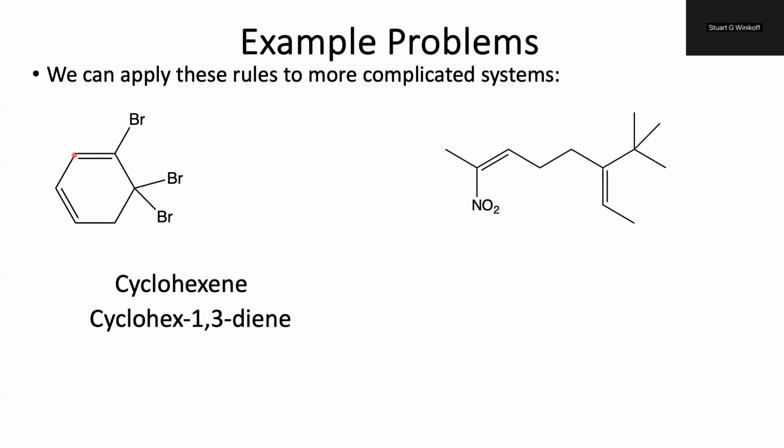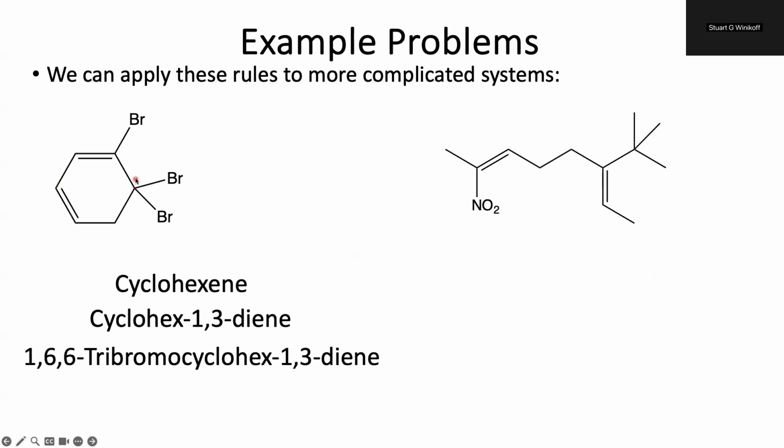Now, I have to worry about these bromo groups as prefixes. So here, I could put the first bromo at the 4 position or the first one at the 1. So I'll choose to put the first bromo at the 1 and then count around. 1, 2, 3, 4, 5, 6. So my name would be 1,6,6-tribromocyclohex-1,3-diene. So a long mouthful, but again, fairly precise. You should be able to rebuild the molecule from this.